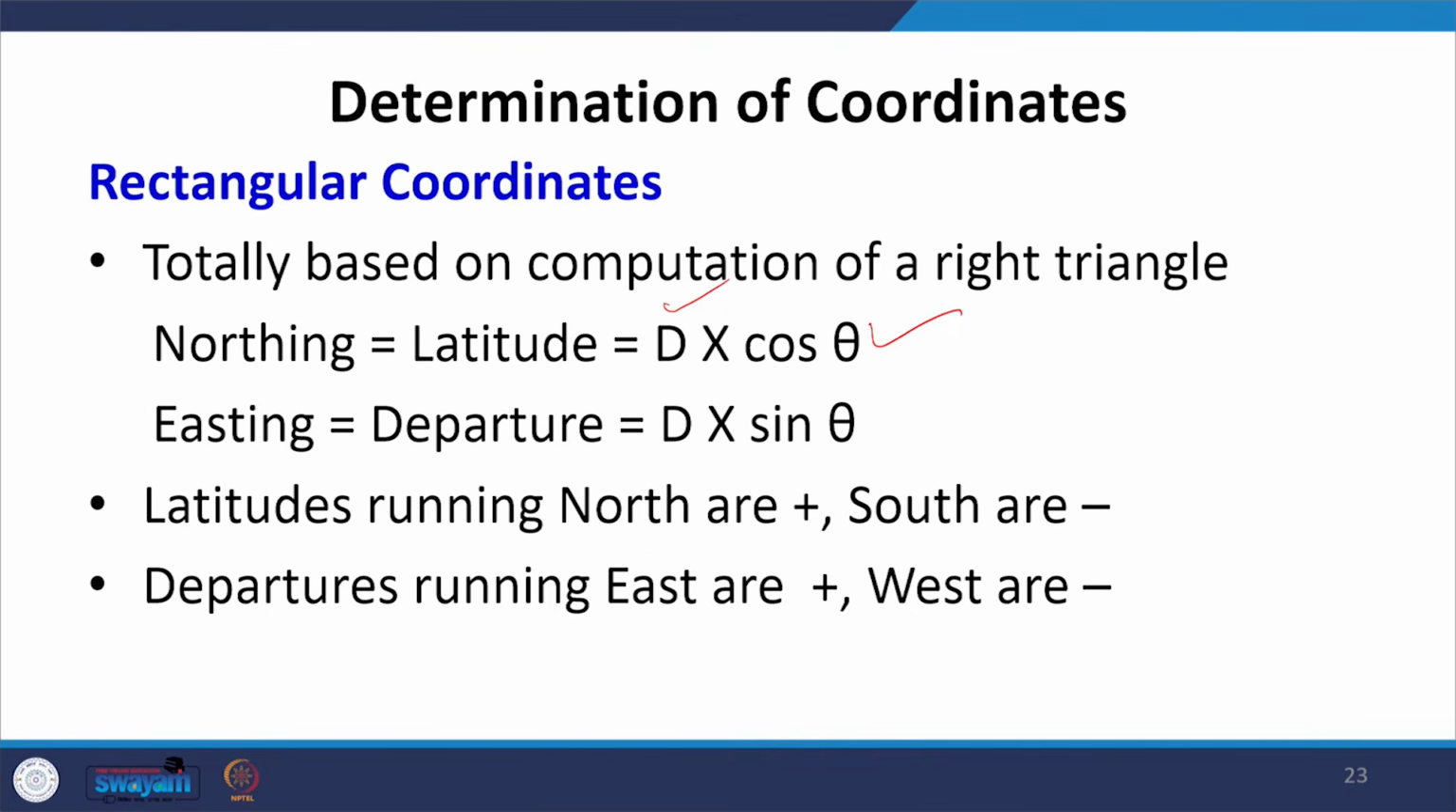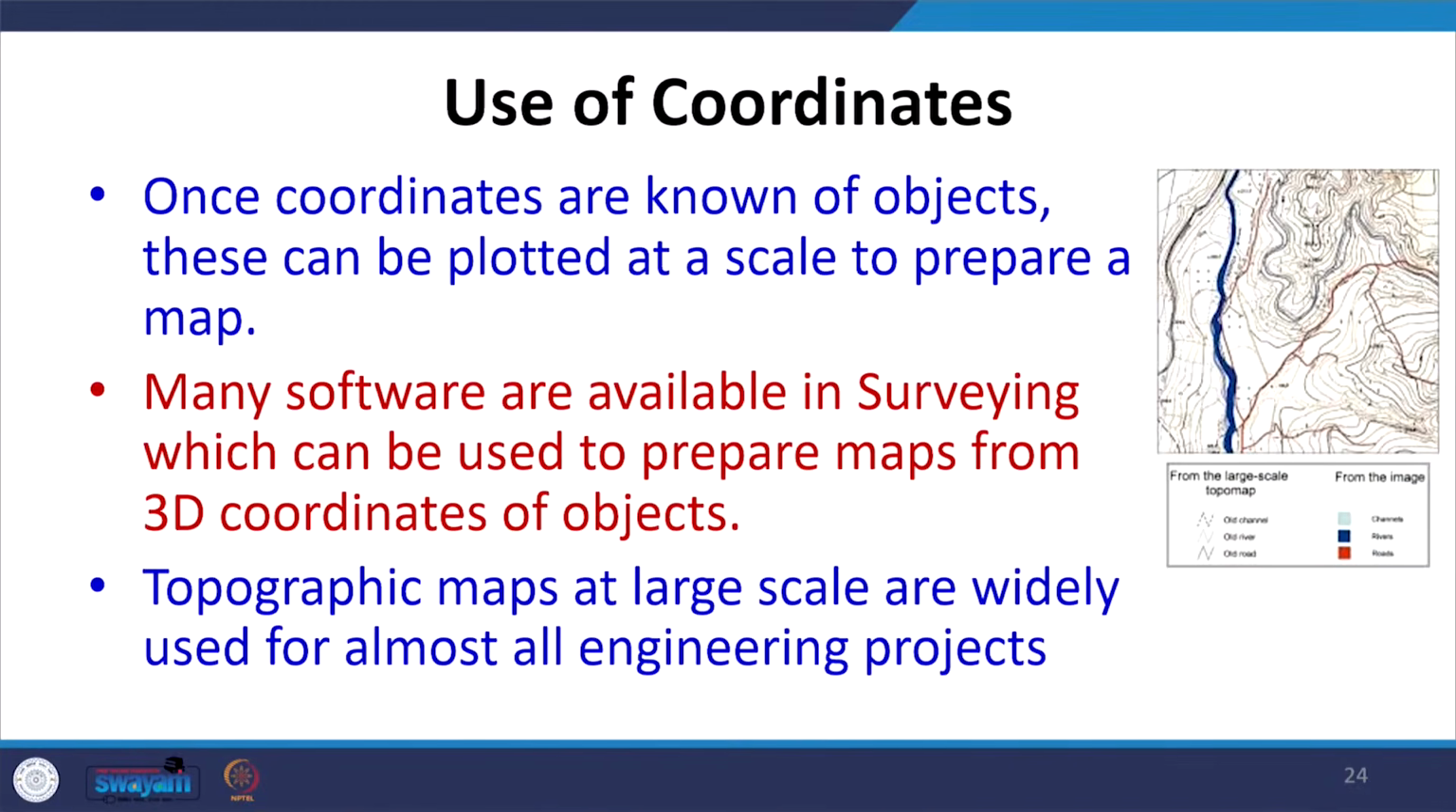But nowadays, we can determine these coordinates very easily with the help of modern devices. Once we have determined these coordinates, the objects were plotted on a piece of paper at a defined scale, and many software packages are now available. Once we know three-dimensional coordinates, we can prepare two-dimensional or three-dimensional maps. We can show the terrain in the third dimension. Topographical maps were prepared at large scale, which are widely used in almost all engineering projects. So, these coordinates were very important.